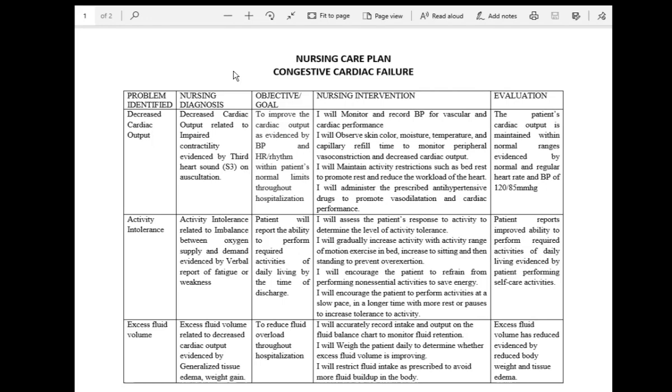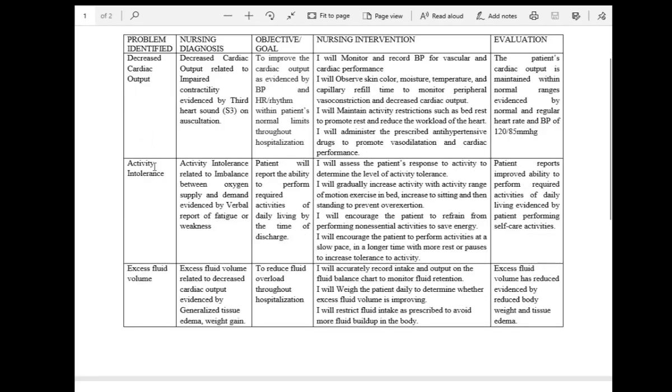Evaluation. The patient's cardiac output is maintained within normal ranges, evidenced by normal and regular heart rate and blood pressure of 120/85 millimeters of mercury. So when you're evaluating our patient, we will say the blood pressure and the heart rate have been maintained within the normals of this patient, and in this case the normal for our patient is 120/85 millimeters of mercury. So that's our first problem.